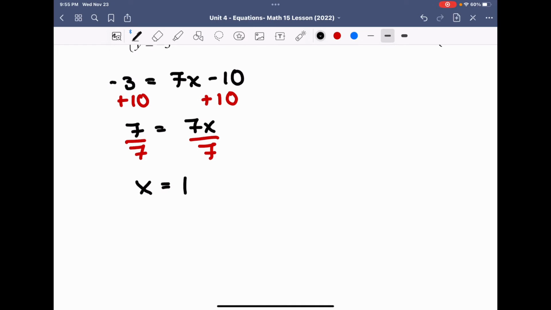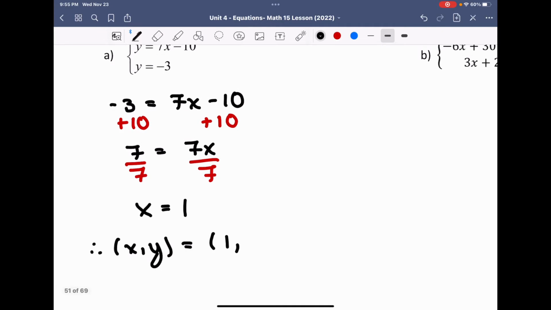So in order to get the full solution, now what do I have to do? Therefore, in terms of an xy ordered pair, we get a final solution of 1 for x. And if I go back up to my equation, they already give us the y value. It was negative 3. There's your final solution in terms of a full ordered pair, or an x and y.